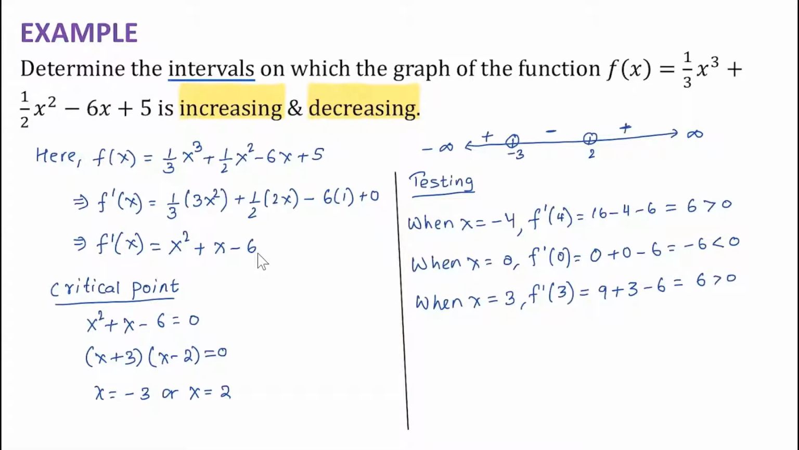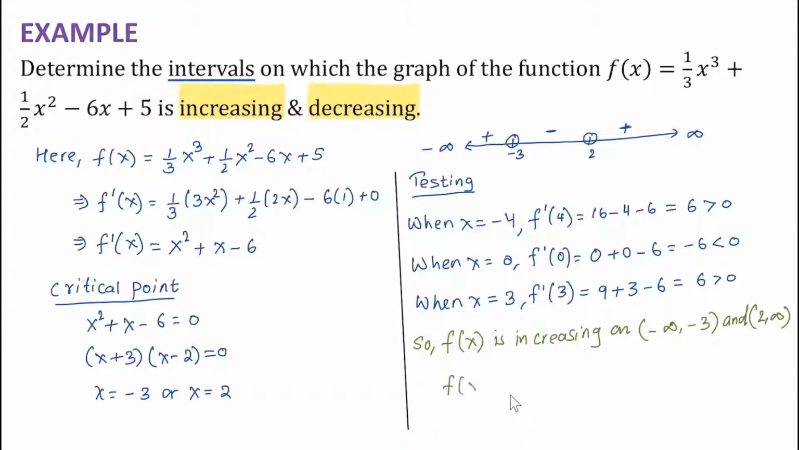Positive. So what we have seen here is the function is increasing in this interval and also in that interval, and it is decreasing on this interval. So when we write the answer, we write it like this. f of x, the function is increasing on this interval here, from negative infinity up to negative 3, and on the interval from 2 up to infinity. So that's where the function is increasing.